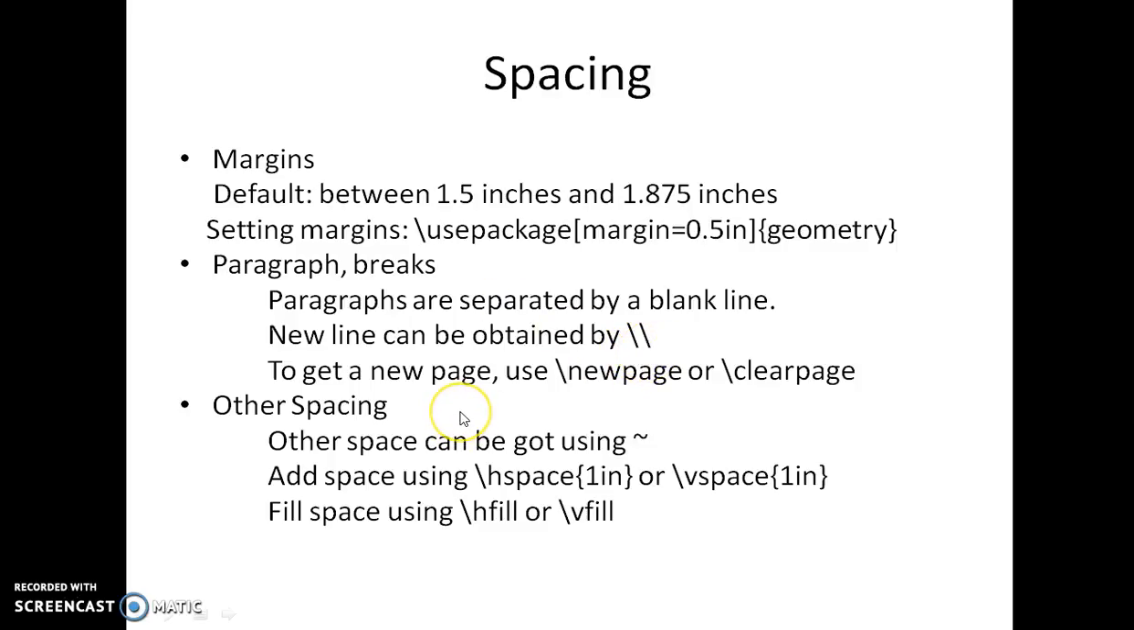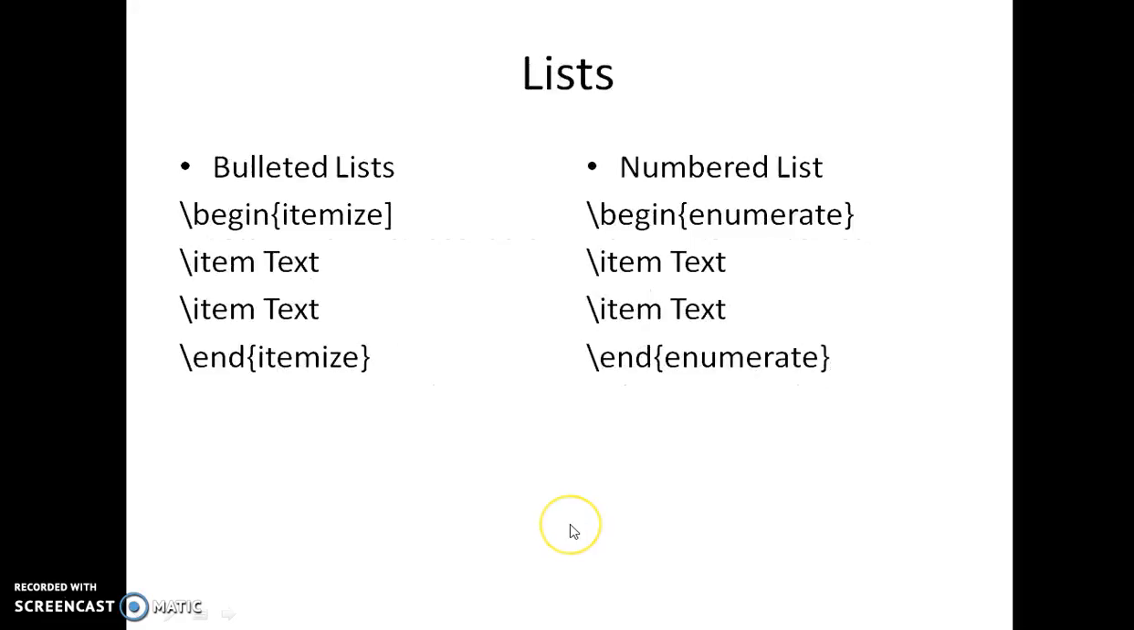If you want to get a new page, you can use \newpage or you can use \clearpage. Other spacings can be used by using tilde. Vertical spacing and horizontal spacing can be invoked by using the command \hspace. Within brackets, you can write whatever spacing you want, like 1 inch, 1.5 inch and so on. You can fill the spacing using horizontal fill, that is \hfill, or vertical fill \vfill.